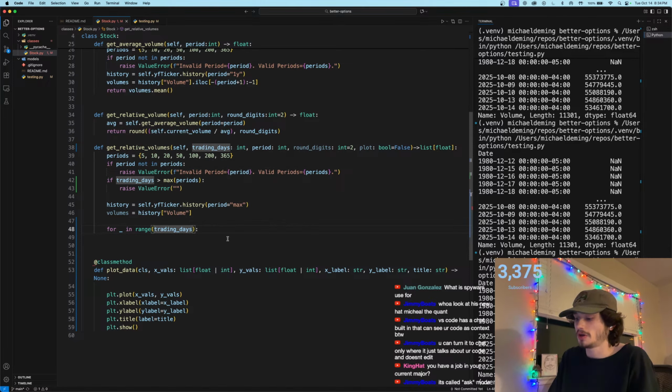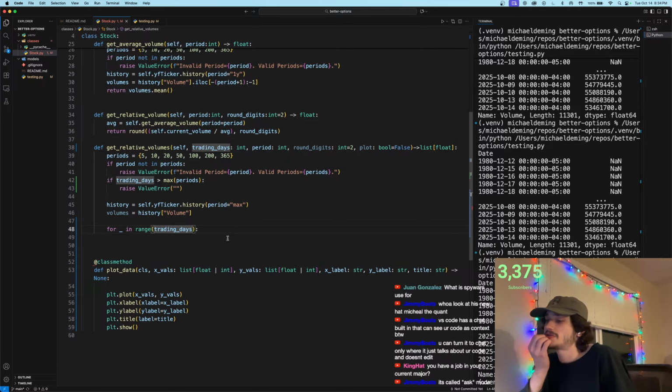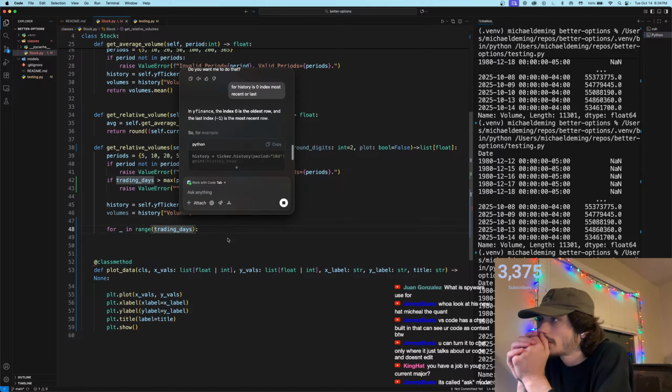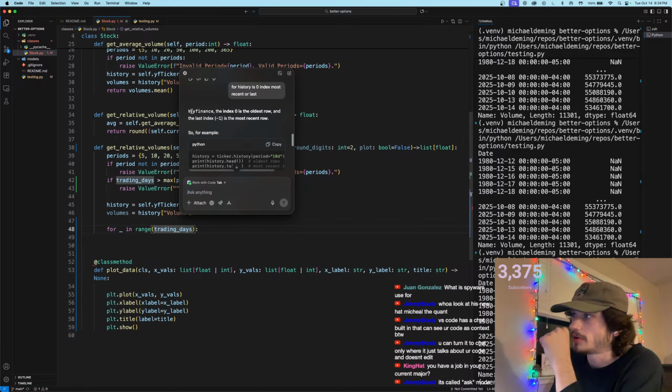For the range of, this gives you a list, the last entry being the most recent. For history, it's 0 indexed. The last is the oldest row, then it gives the most recent row. Okay.